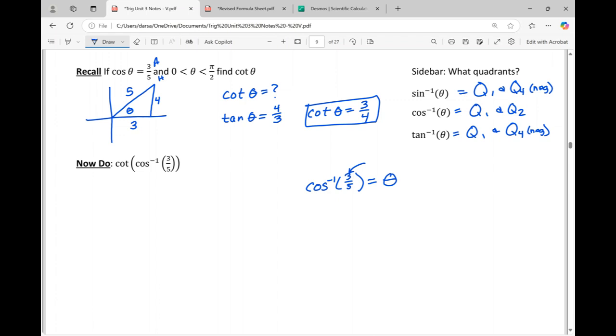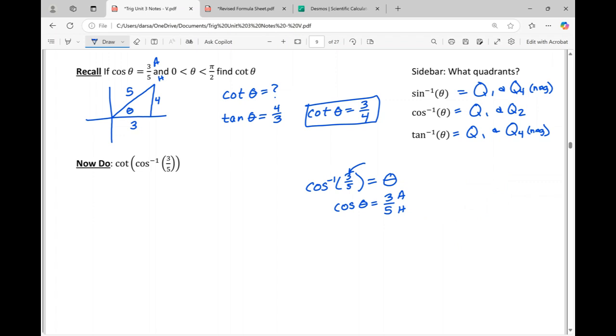But what do we know about this angle theta that came out? Well, there's only one thing that we know about it. We know that cosine of that angle theta is adjacent over hypotenuse, 3/5. Can I use this information to build myself a triangle? Well, yeah, I can. The first thing I need to know is what quadrant am I in? Well, I plugged a positive number into a cosine inverse. What kind of angle is going to come out? Remember, cosine inverse answers are going to come from quadrant 1 or quadrant 2.